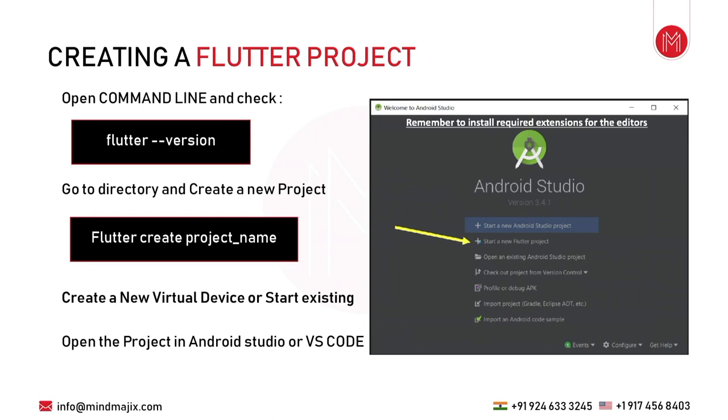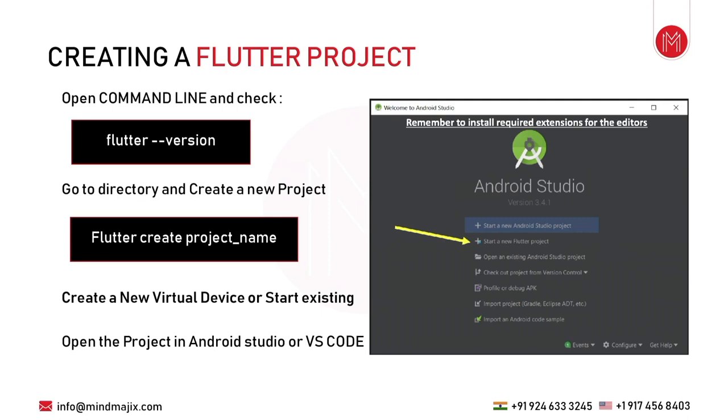Now to create a Flutter project, there are two ways. First is using Android Studio. If you use Android Studio a lot, then you can open Android Studio and install the required extensions for Flutter, because there is an extension tool in Android Studio as well. You simply have to install the Flutter tools.